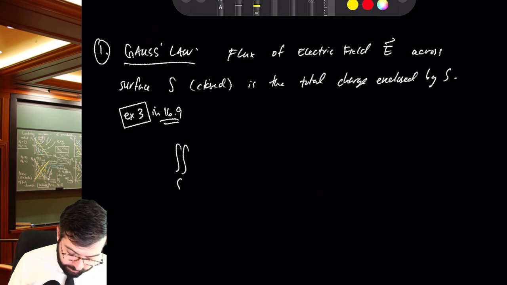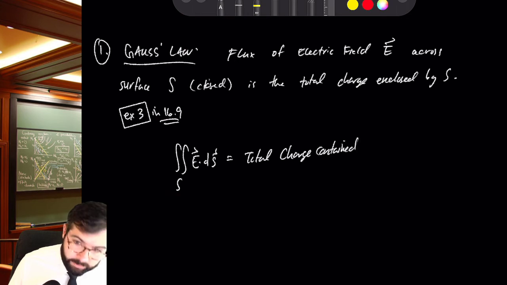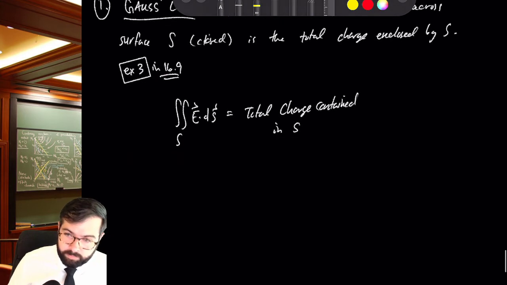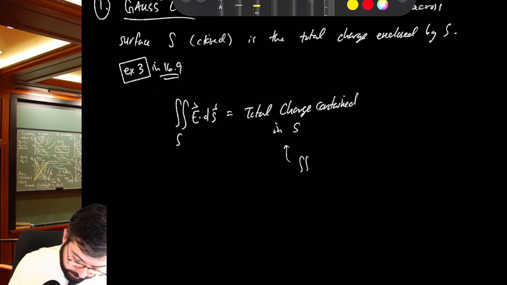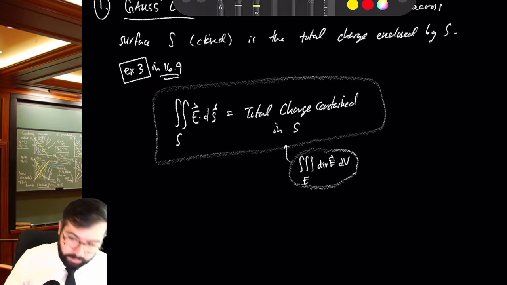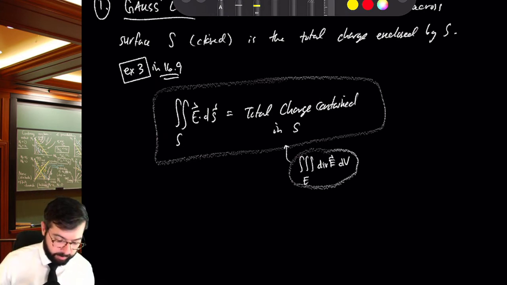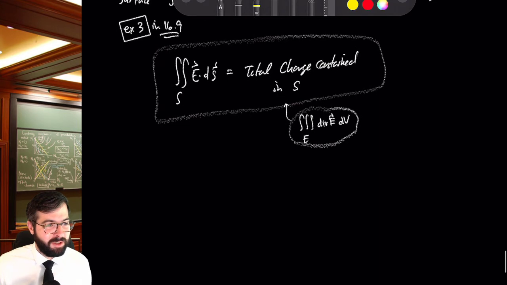And so what we see is that the integral across the surface of the electric field dot dS is equal to the total charge contained in S. And so this piece here is really the integral of all the divergence, the outflowingness, the charge pouring through the surface. Okay, but that's Gauss's law in very much a nutshell.